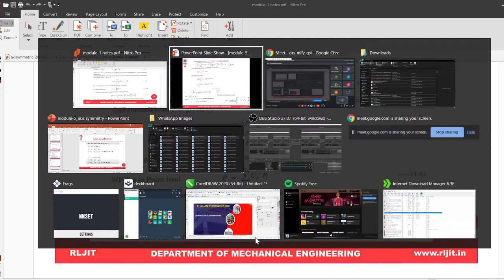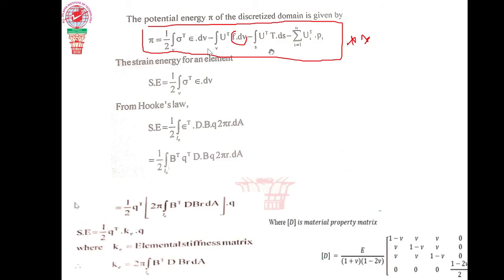Now observe, the same equation is used here, but with one more extra term. I think you have seen it here. That is strain energy. The first term is called strain energy, and then there is the work potential due to body force, the work potential due to traction force, and the work potential due to point force.